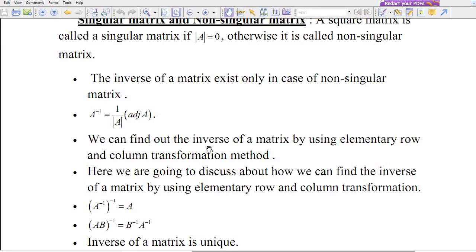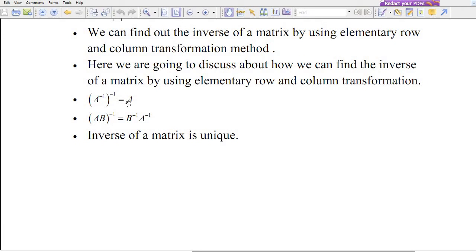Now we can again find the inverse of a matrix by using the elementary row and column transformation method. Basically here we are going to discuss how to find the inverse of a matrix using elementary row and column transformation. These are some properties of the inverse of a matrix: (A inverse) inverse equals A, and (AB) inverse equals B inverse into A inverse. And always remember, the inverse of a matrix is unique.